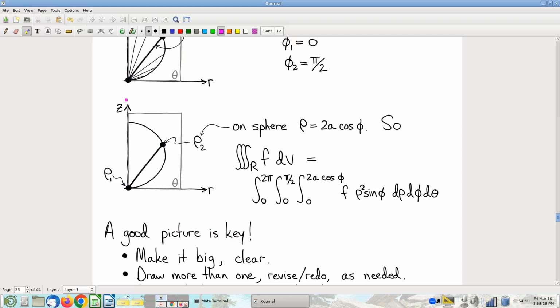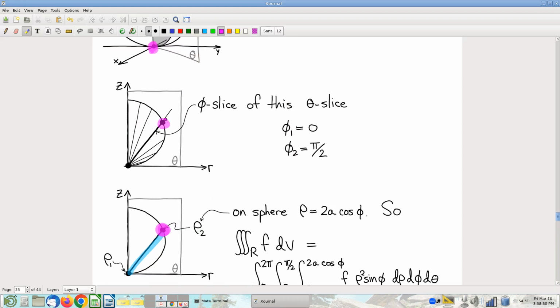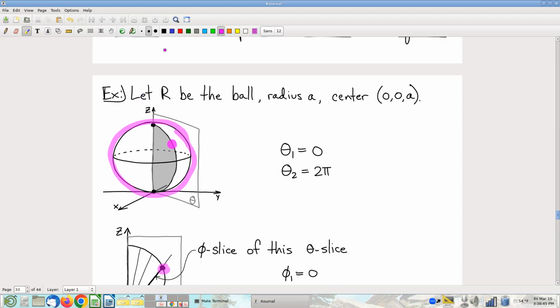Ending value of rho, keeping in mind, we're still looking on this phi slice of our theta slice. The last point is that point. And what can I say about that point? Well, again, don't forget, that's actually some point up here. And I can see on my three-dimensional picture here that what distinguishes that is that it's on the sphere. So I'm going to have to take this sphere of radius a centered at 0, 0, a. I'm going to have to find its spherical equation.